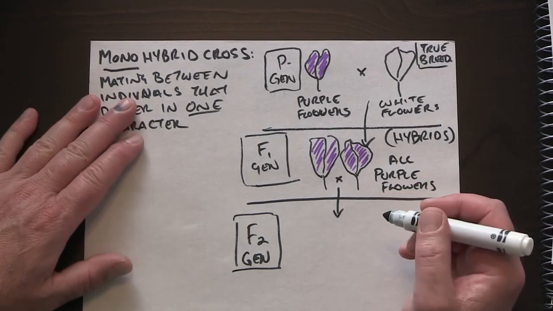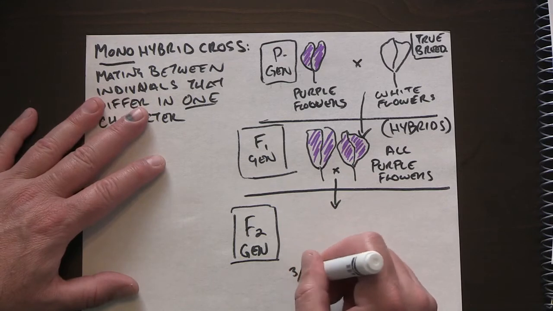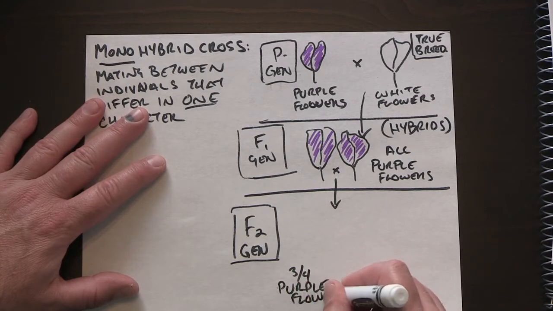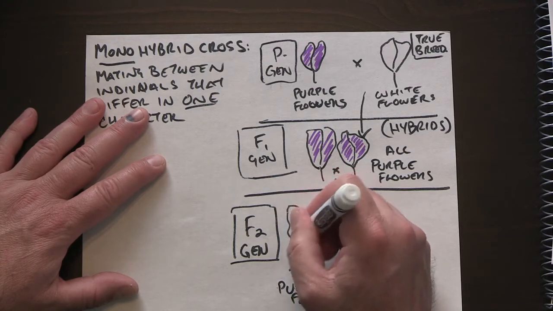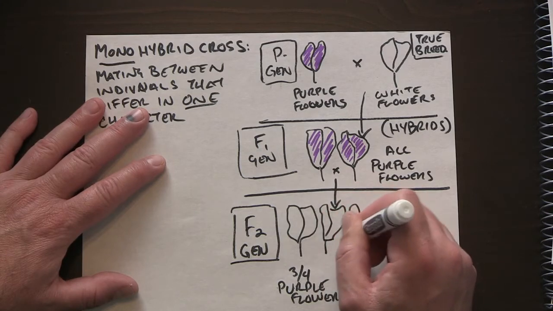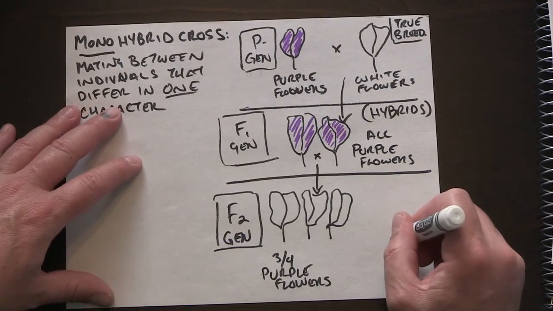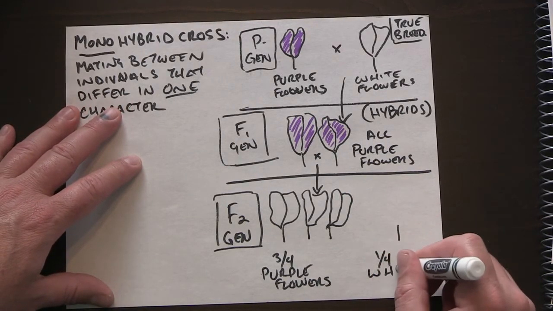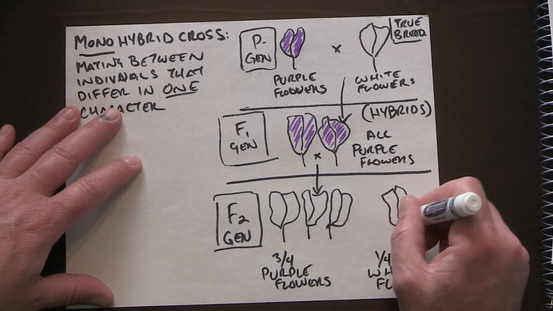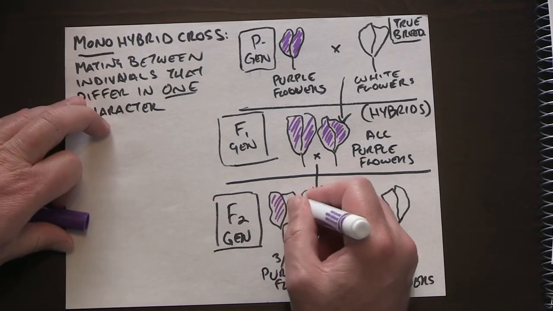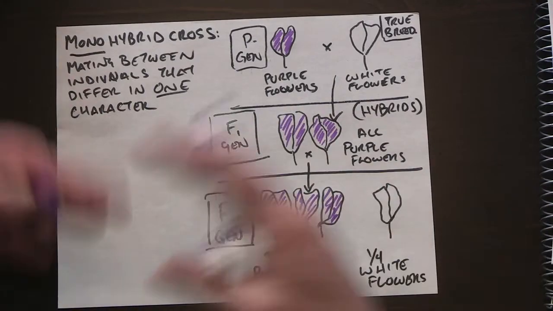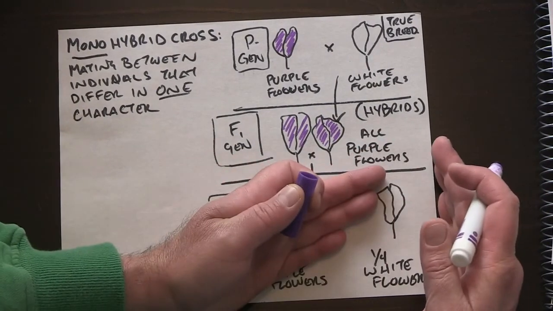Okay. In the F2 generation, he found that 3/4 of them were purple or had purple flowers. And 1/4 of them had white flowers. Okay, I'm showing 3 out of 4 here, but really there might have been like 50 flowers, but 3/4 of them were purple and 1/4 of those 50 were white flowers.